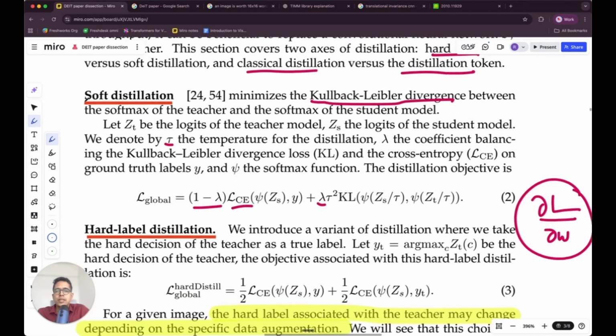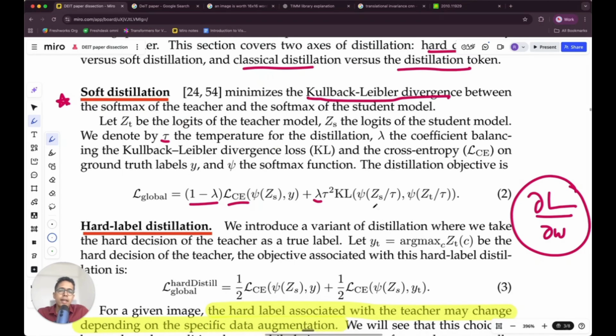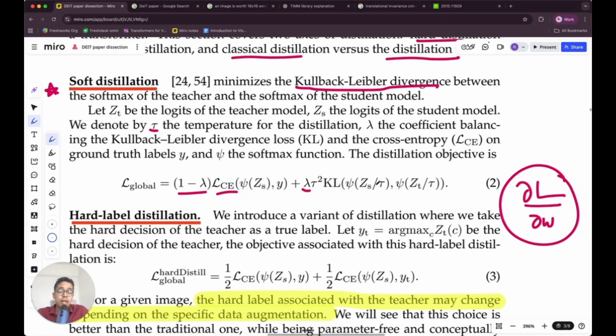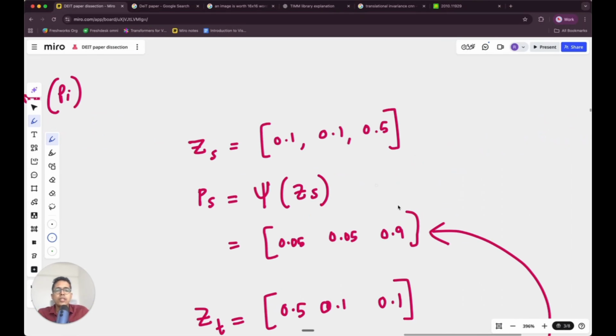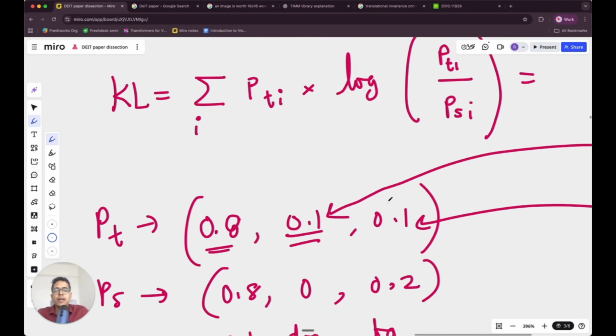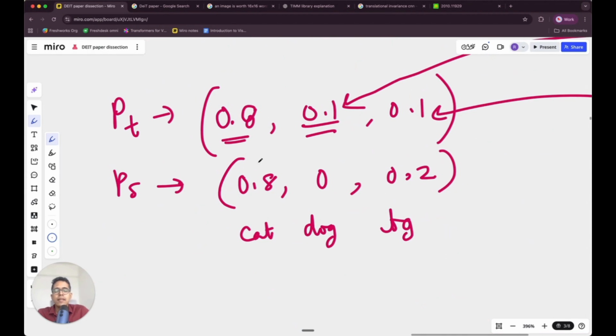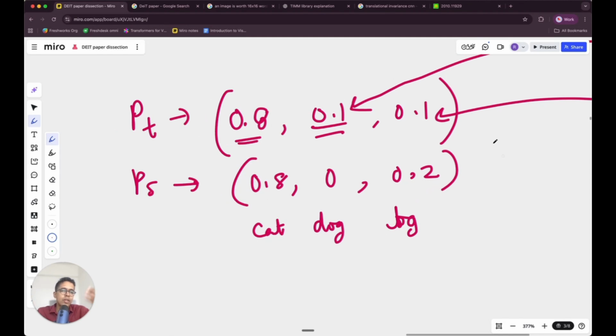So this is soft distillation because we are not taking the actual predictions made by the teacher. Rather, we are taking the softmax distributions of the teacher. We did not say that the teacher is thinking this to be a cat. We did not say that. We said the teacher is thinking this is 80% a cat. The teacher is thinking it's 10% dog and 10% background. And when the student is thinking it's 80% cat, 0% is dog and 20% it's background, that's an issue. That's when we saw the example where the loss is blown up.